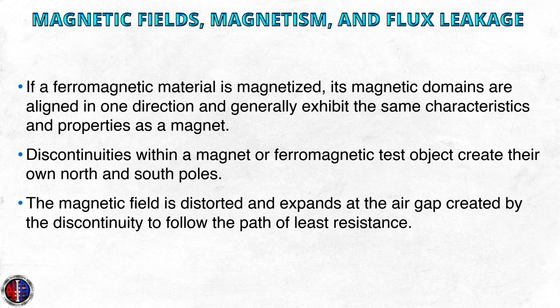Discontinuities within a magnet or ferromagnetic test object will create their own north and south poles. The magnetic field is distorted and expands at the air gap created by the discontinuity to follow the path of least resistance.